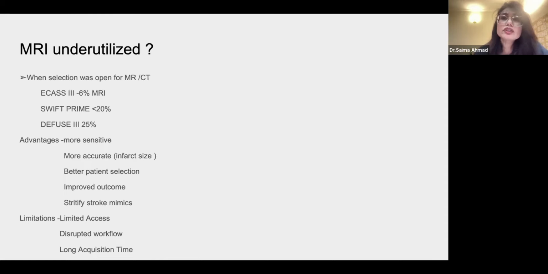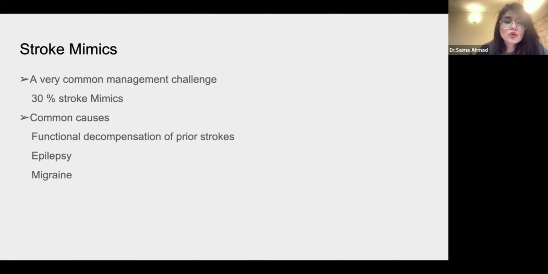So all institutions, when they want to use the MRI, must have a protocol to do it in a very short time. There are many papers in which they have described that they can do the MRI within 6 minutes, and if you can do this, it is the best thing. A very common management challenge is the stroke mimics. Almost 30% of the patients who are admitted under the diagnosis of stroke are discharged with the diagnosis of stroke mimic the next day.